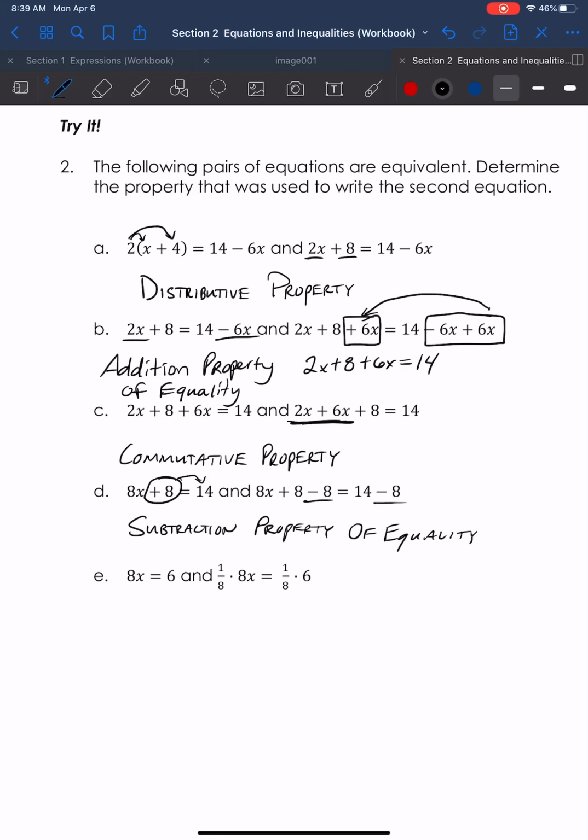All right, and then we move on to the last one, letter E. All right, what did they do here? All right, we know that we could either divide by 8, or what they did is multiply by the reciprocal, multiply by 1/8 on both sides in order to find the value of x. All right, so this is the multiplication property of equality.